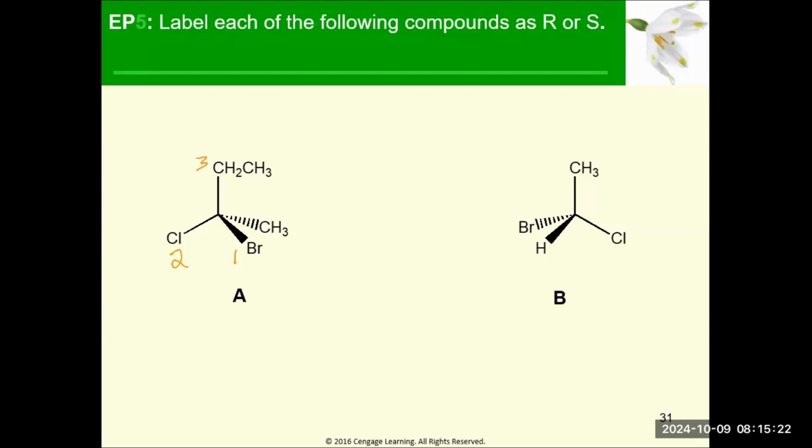Now notice that 4 is indeed in the back, and I see that with the dash. So if I'm looking at this, is it going clockwise or counterclockwise? It is going to the right, going clockwise. Therefore, this is going to be R. Now let's do it for B. Can you designate if this is R or S?